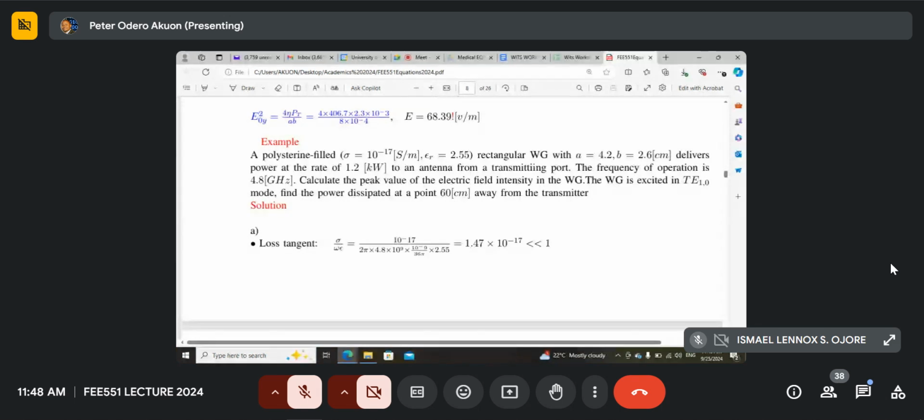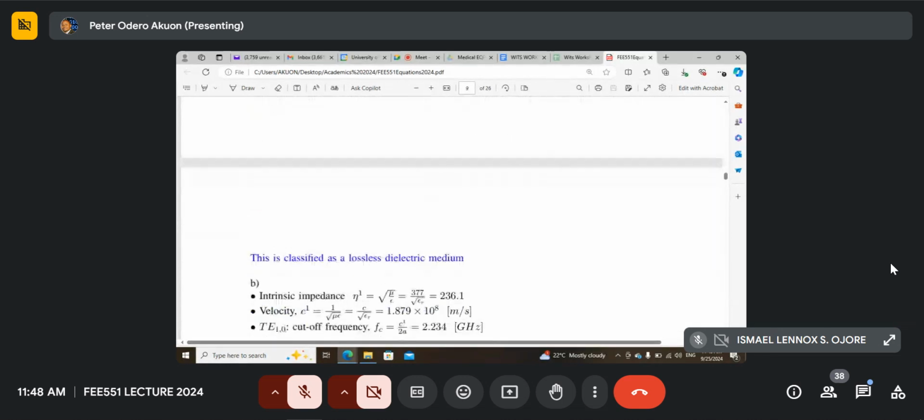So if you divide JC, which is sigma E, by JD, then you'll have the ratio, which is the loss tangent, as sigma over omega epsilon. So we calculate the loss tangent there. You can see that it is much, much less than 1. So the contribution of that dielectric to the attenuation will be very minimal. Okay, so you can actually consider this a lossless dielectric medium. So this is classified as a lossless dielectric medium.